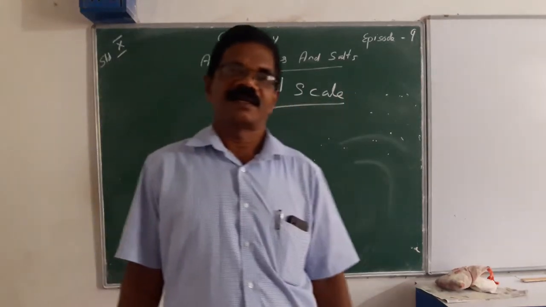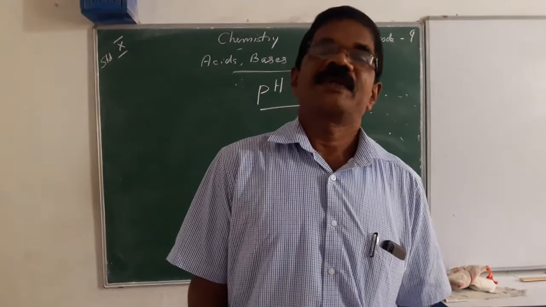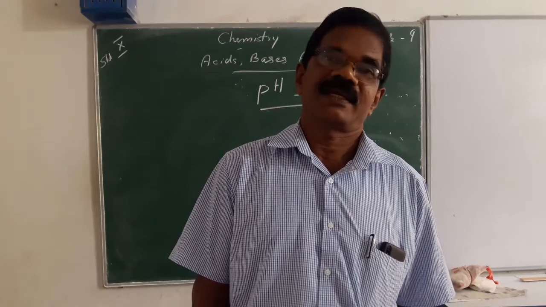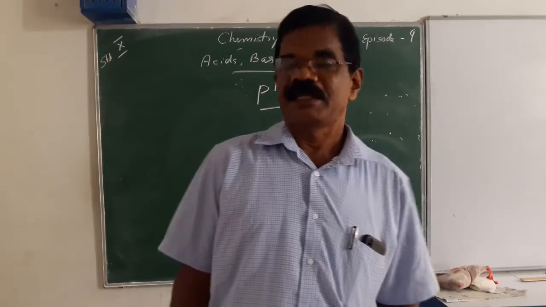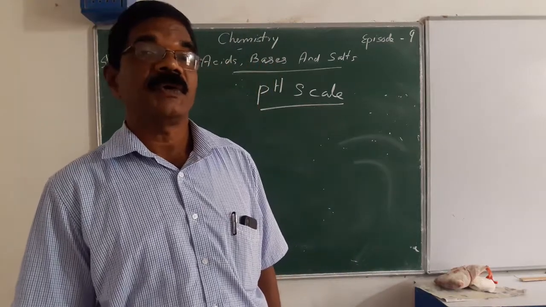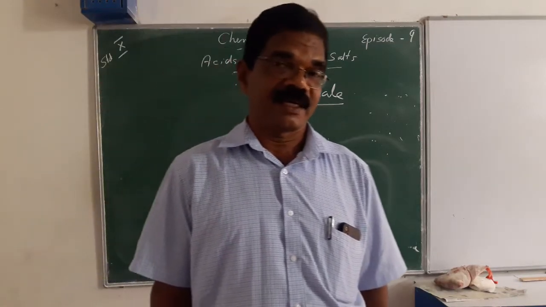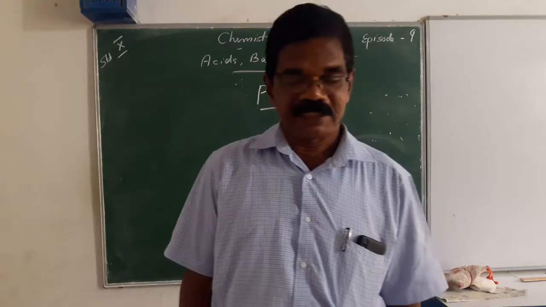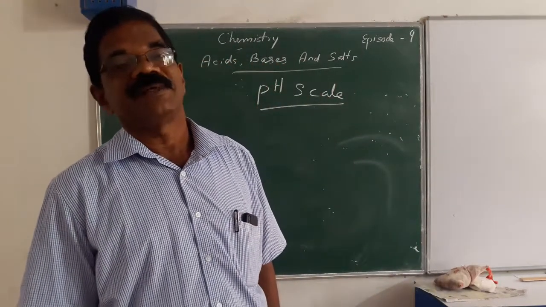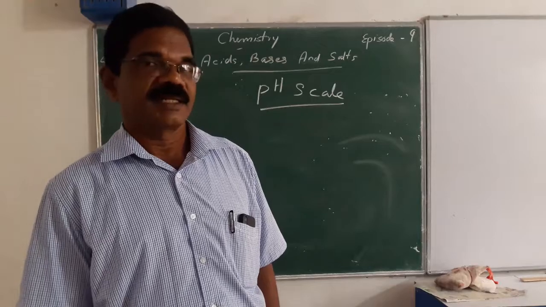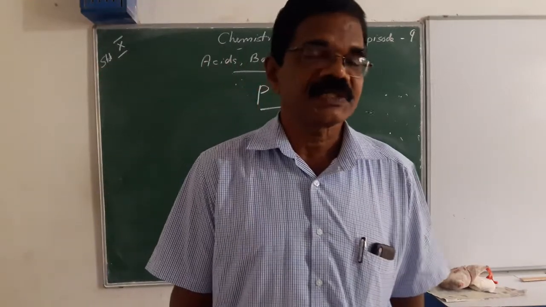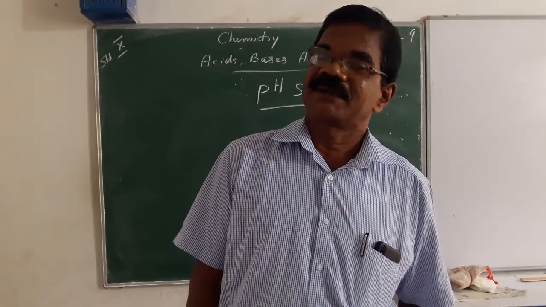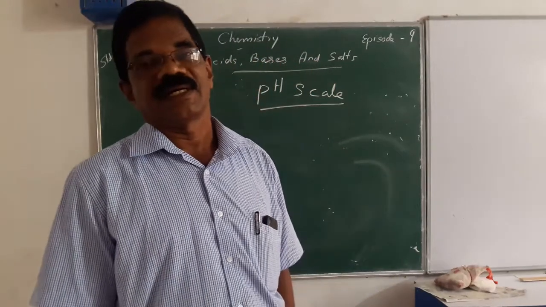What is the pH scale? The concentration of hydrogen ions in a solution can be determined by the pH scale. It is a tool by which we can measure the concentration of hydrogen ions. If we can measure the concentration of hydrogen ions, we can determine whether the given solution is an acid or a base.